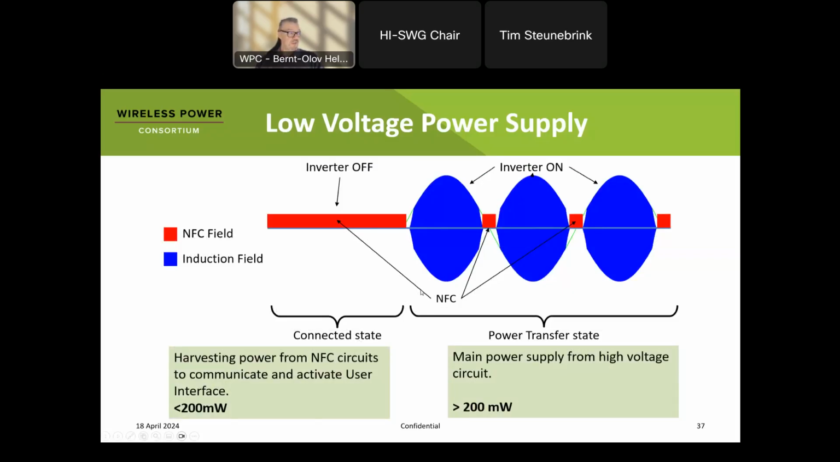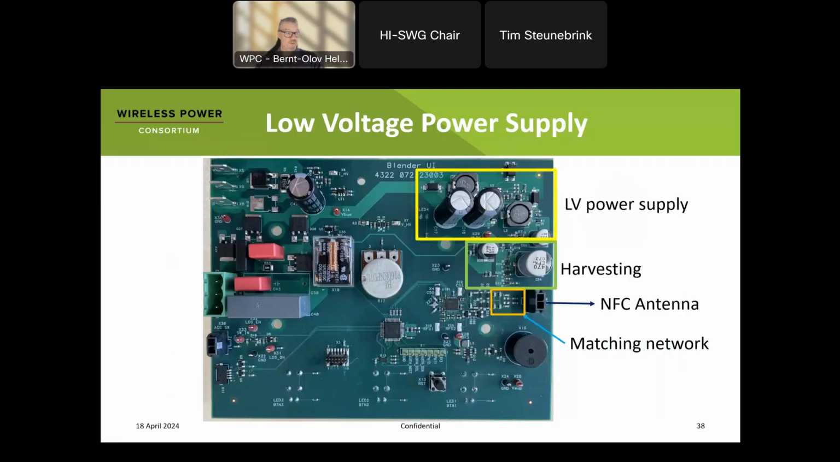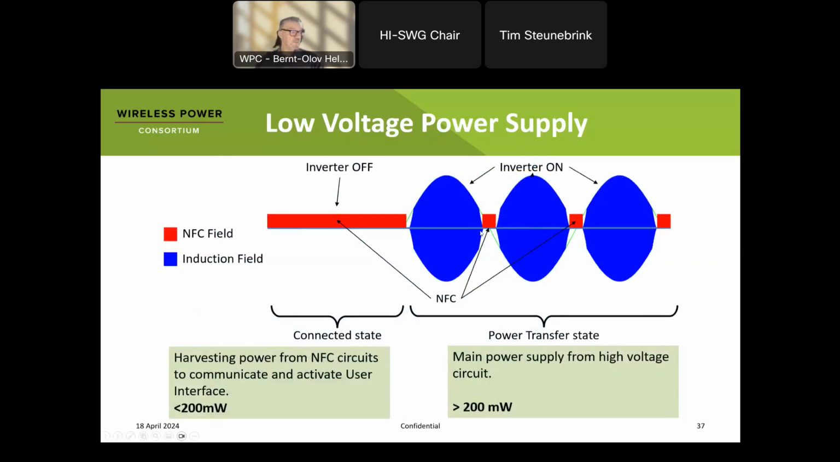The NFC is also distributed in the time slots in between the power. It's important, but in these areas there is not much power delivered, because main power is coming from the power grid. At that point we have more than 200 milliwatts available. I forgot to say that it's interesting how we did implement these kind of things, because the NFC communication is in between.